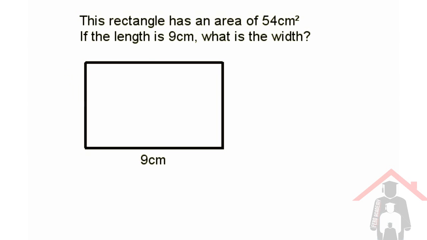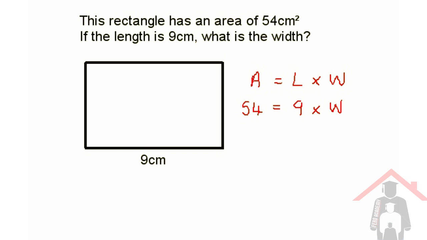This would be a more difficult exam question. We're told the area and the length, and we need to find the width of the rectangle. We're still going to use the formula. Area equals length times width. Now I know that the area is 54, and I know that the length is 9. I'm trying to find the width, so I leave it as W.